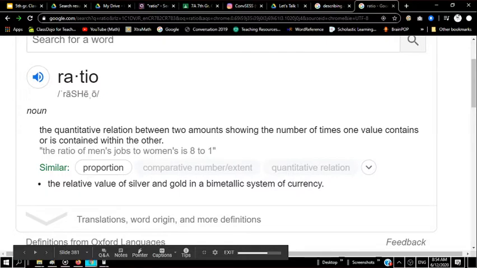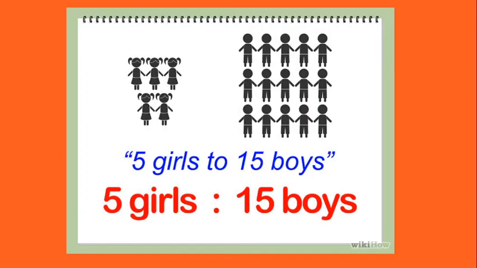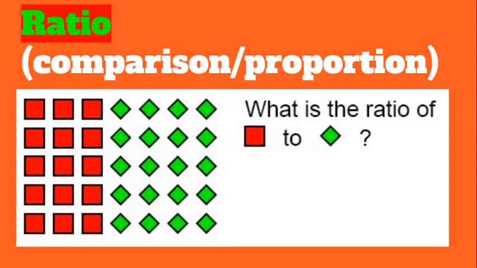I really enjoy it because it shows a quantitative relationship between two amounts showing the number of times one value contains or is contained within another. So it actually looks at mass and volume and just counting numbers. It's more interactive, I would say. Okay, so if we're looking at the quantity of girls versus boys in a school, we can just count them, right? 5 girls to 15 boys. We just count the numbers. And we use a little colon in the middle to show the comparison. We'll look at that in a little bit.